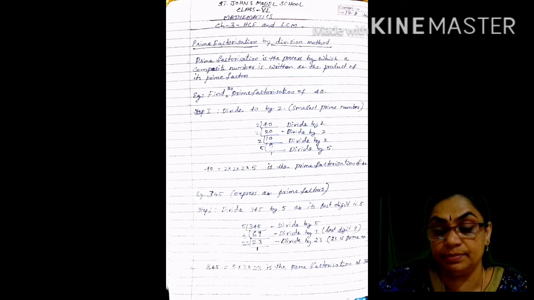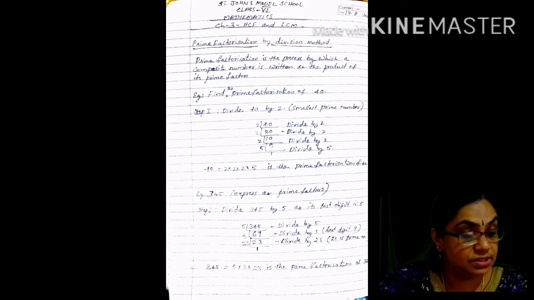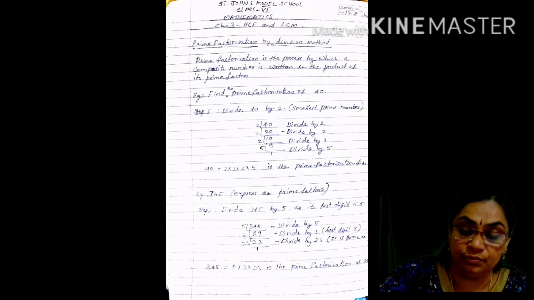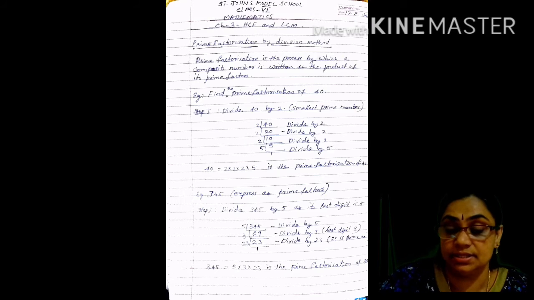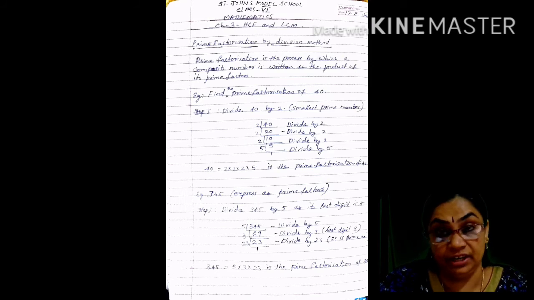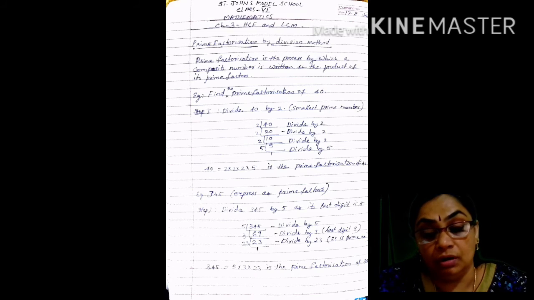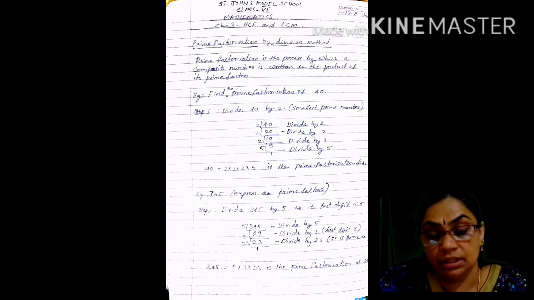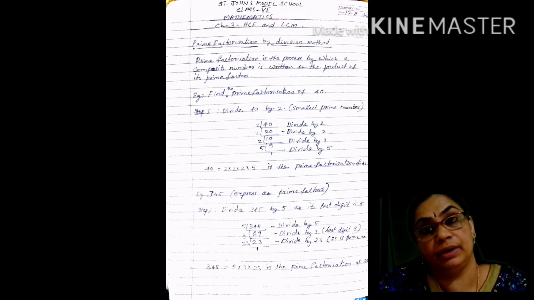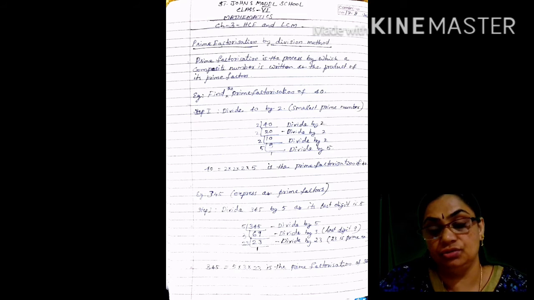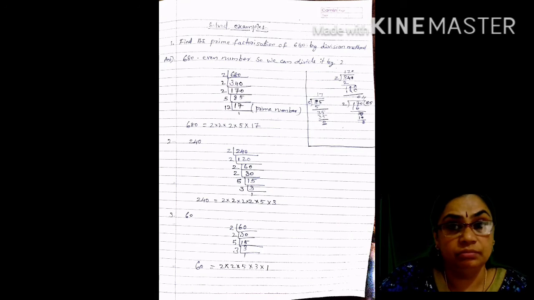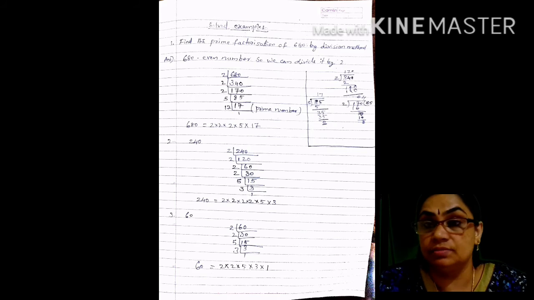So what is the prime factorization of this 345? 345 is equal to 5 into 3 into 23. Here 5 is a prime number, 3 is a prime number, and 23 is a prime number. So all three numbers are prime numbers. Then 345's prime factorization is 5 into 3 into 23. Okay. Now I have given you some solved examples.